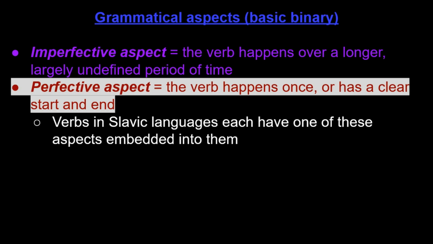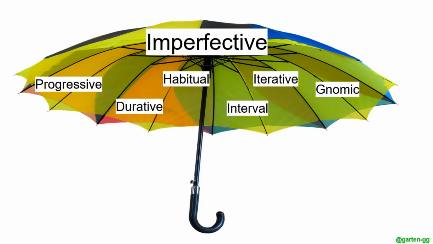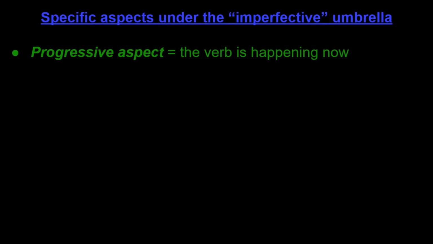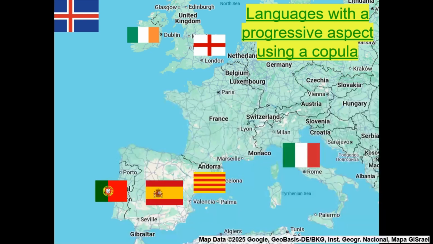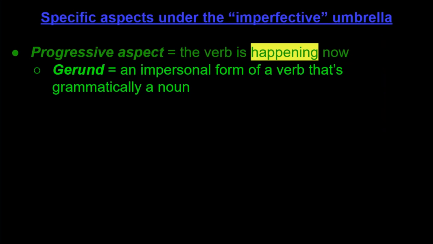Most Slavic languages, for example, have one of these two aspects inherently embedded within any given verb. However, both of these aspects contain several more specific aspects within them. Within the imperfective group, there's first the progressive aspect, which indicates that the action is ongoing at whatever time you're talking about. We have this in English in the form of be doing something, and in fact, this is an areal feature within Western Europe. By the way, the form that doing is in is called the gerund.